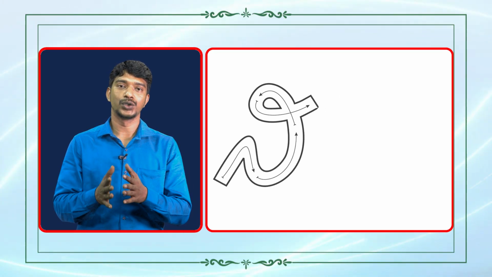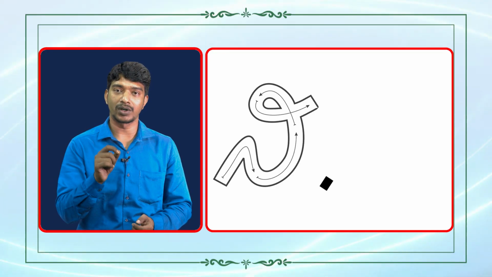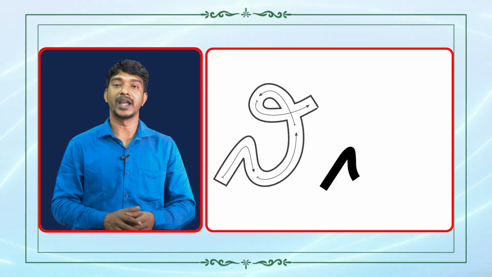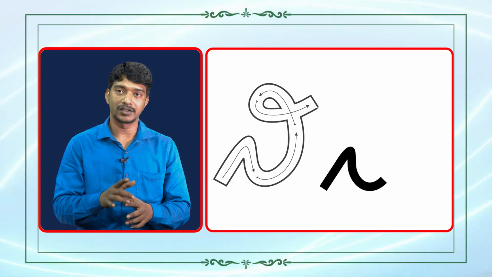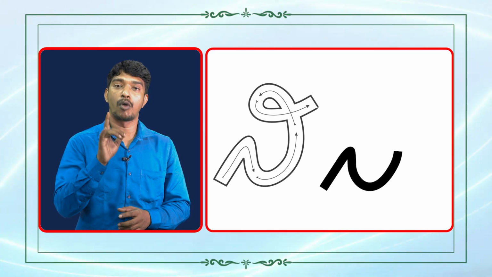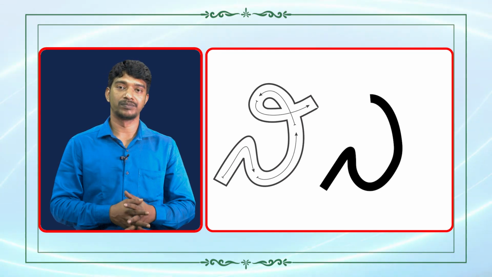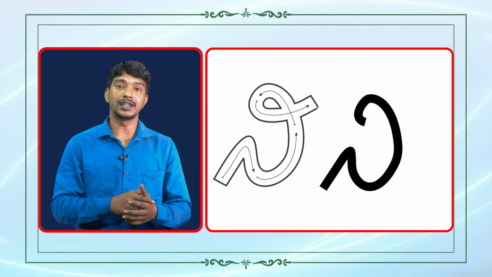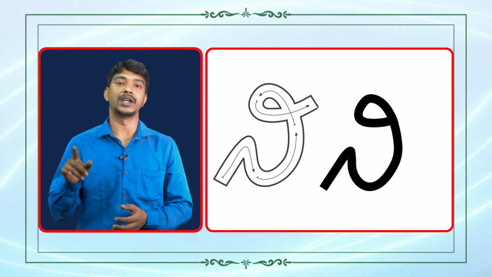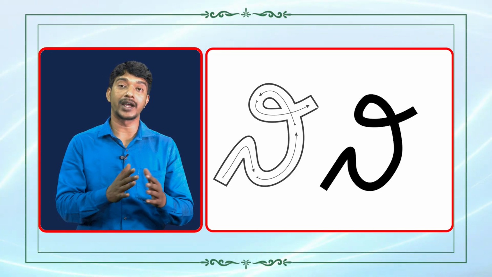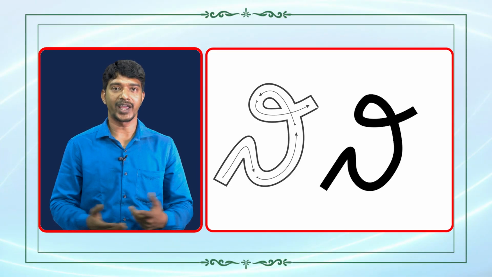To write Ir, we will start with a small diagonal line from left to right upward at the bottom and then turn downwards to the right to form a curve. Then draw a semicircle up to the top. And finally, turn it up from right to left and cross the top of the semicircle up to the right without stopping. Okay, in this way you can practice writing perfectly Ir.